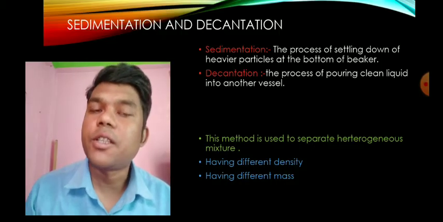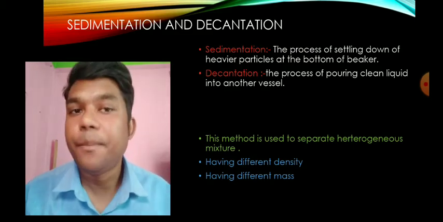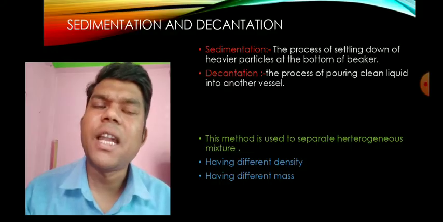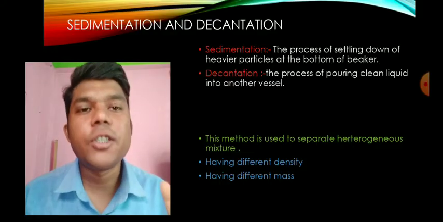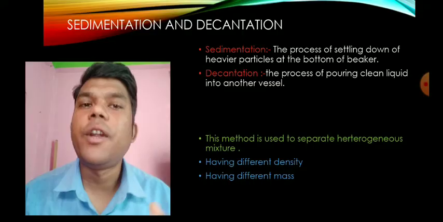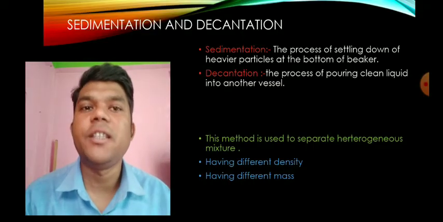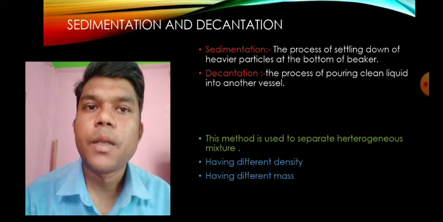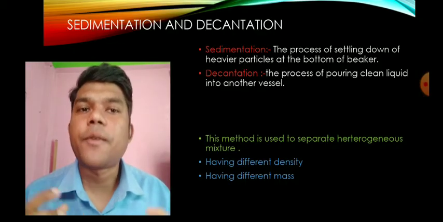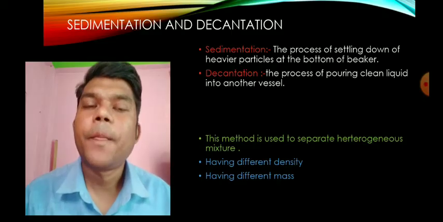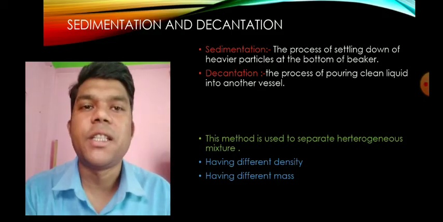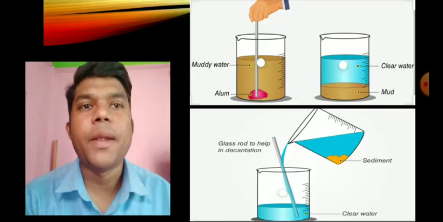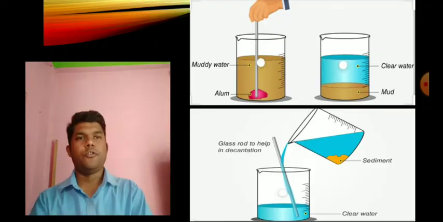Earlier we discussed that different methods depend upon the nature of the components. So sedimentation and decantation can be done for heterogeneous mixtures whose components have different density and also different mass. Such components can be separated by sedimentation and decantation. To help you understand better, there are two diagrams.